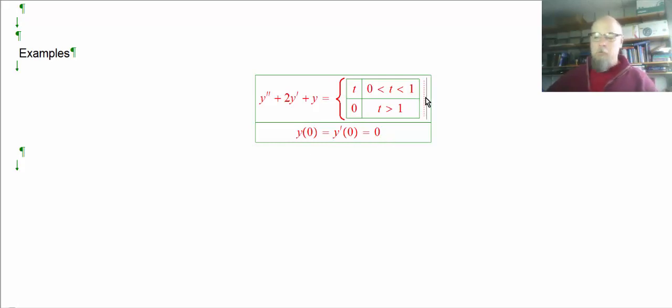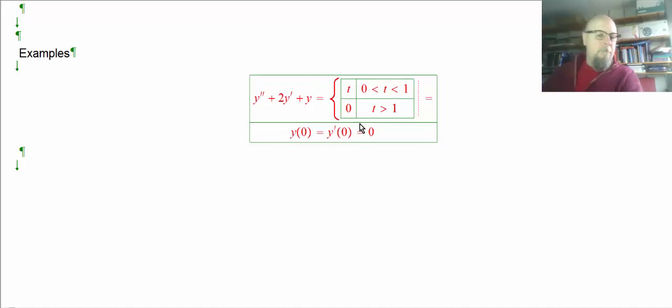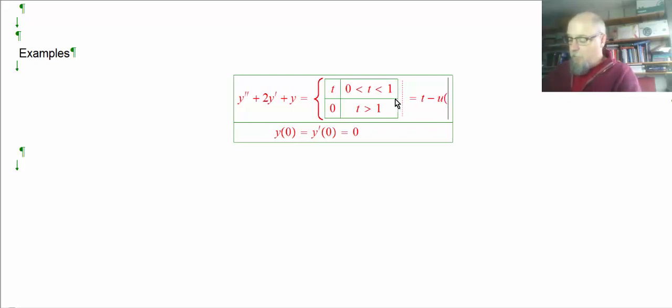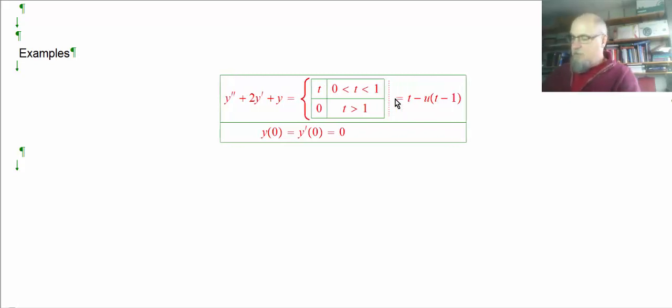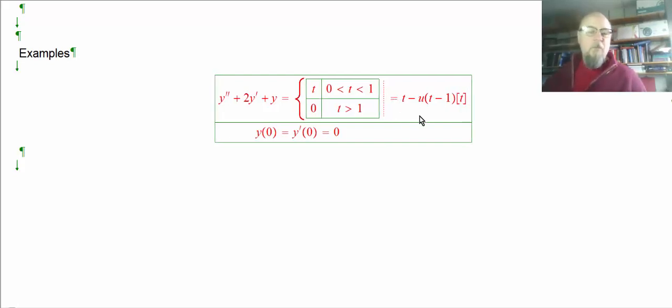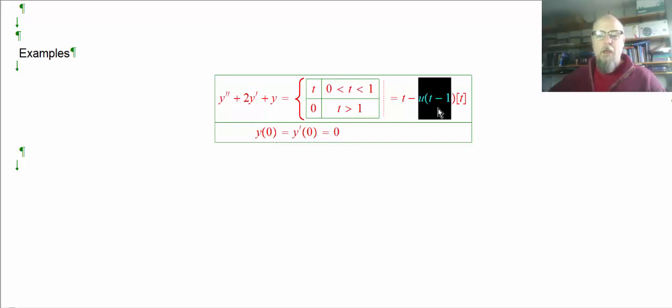So the first thing we're going to need to do is write this forcing function as a Heaviside step. So it's t, and now I need to turn that piece off. So minus u of t minus 1 times t. So for time less than 1, this u is going to be 0, so it's going to be t minus 0 times t, or just the t like I want. For time after 1, this u of t minus 1 is going to be 1, so it'll be t minus 1 times t, 0.